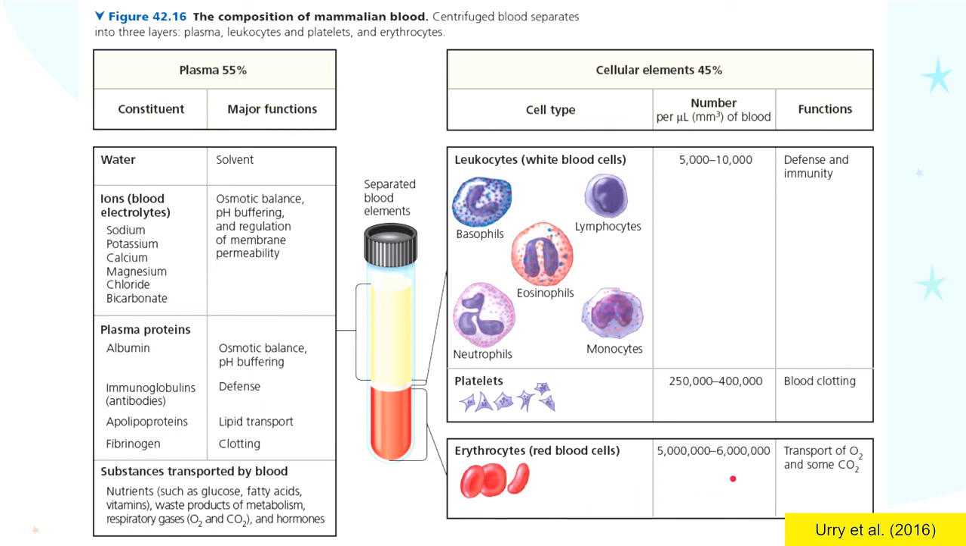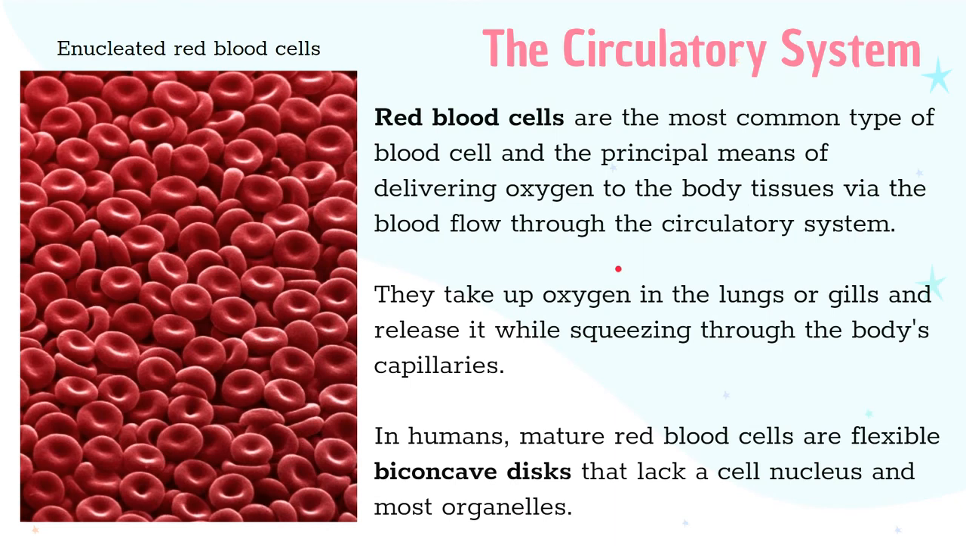Wherein their major task is to transport oxygen to your cells and remove carbon dioxide as products of cellular respiration. So now let's look at the different blood cells that we have. The first one are your red blood cells. They are the most common type of blood cell and the principal means of delivering oxygen to the body.